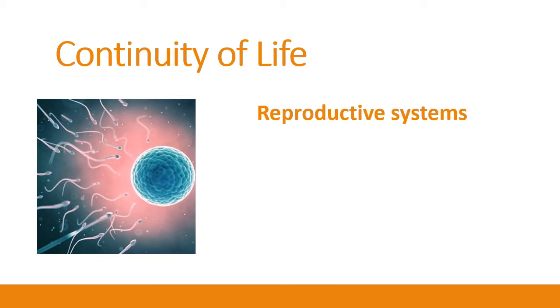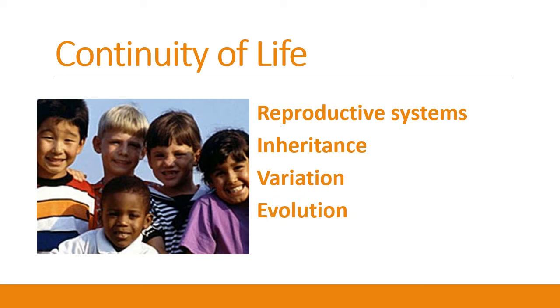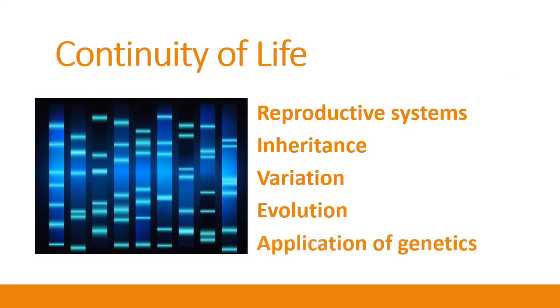Continuity of life looks at how characteristics are passed on from one generation to the next. So we start by looking at the structure and function of reproductive systems, how genes are inherited, and how this leads to variation and ultimately to evolution. We finish this topic with a look at modern applications of genetics, including DNA fingerprinting and genetic screening.